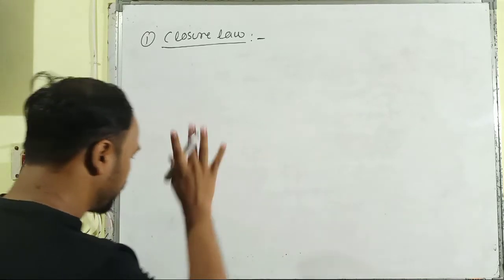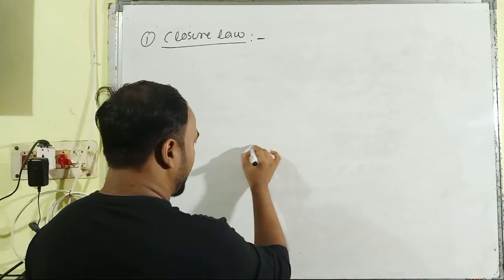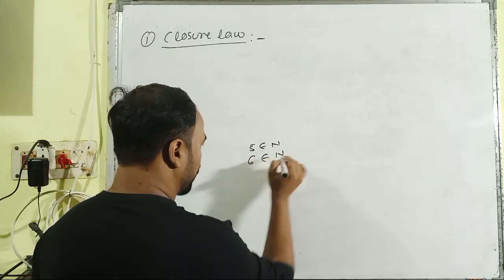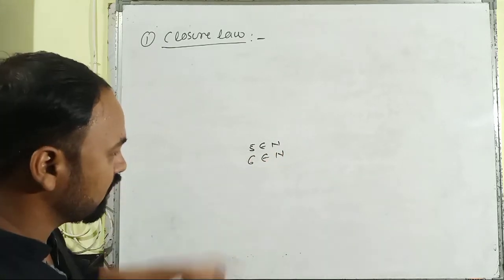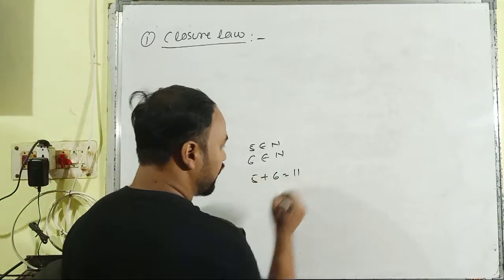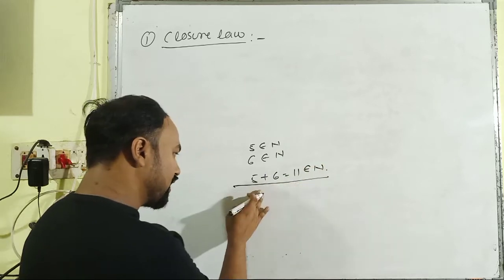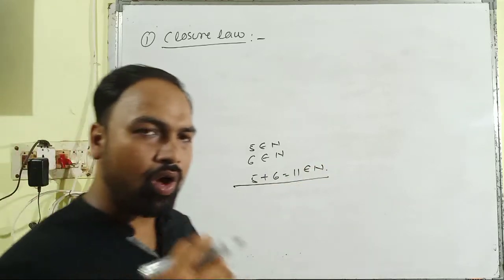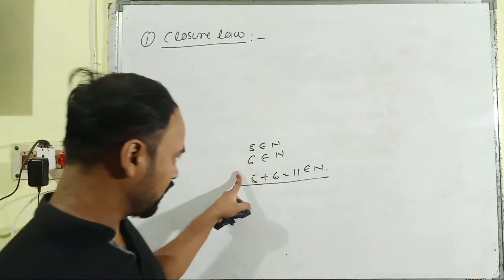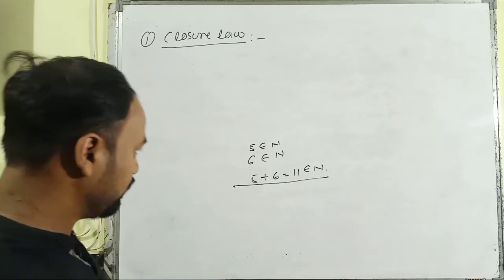Let us discuss it with your preliminary courses of mathematics. 5 belongs to the set of natural numbers, 6 again belongs to the set of natural numbers. That means 5 is a natural number, 6 is a natural number. Then 5 plus 6 is 11. Again 11 is a natural number. So it satisfies the closure law of addition in the natural number set.